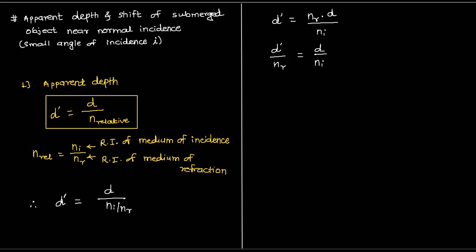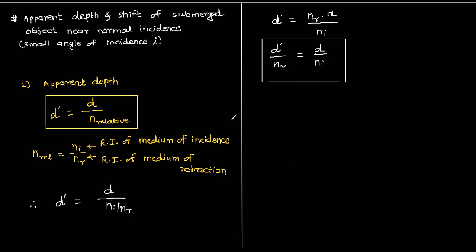Right? So this is the formula you got in between real depth, apparent depth, and refractive indices of two mediums. One is medium of incidence, another is medium of refraction. Got it? Yes. So you can use this formula.